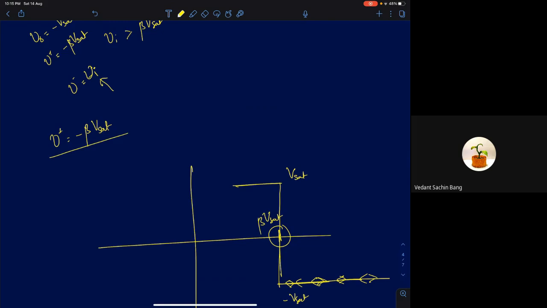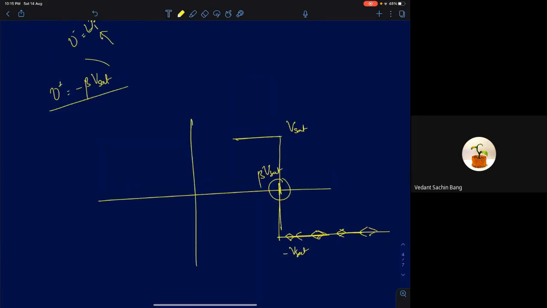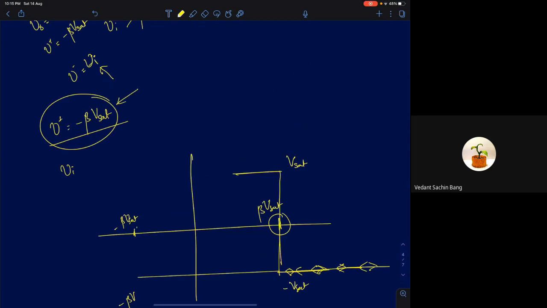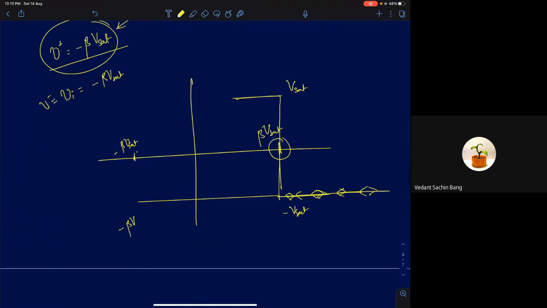The transition will not take place at plus beta Vsat because now your V plus is at minus beta Vsat, and your input signal is reducing further. Now it comes back all the way to minus beta Vsat. At this point, your V plus is staying at minus beta Vsat, but V minus is now going lower than minus beta Vsat. So V minus is now, for the first time, going lower than the V plus. So V plus is at minus beta Vsat, Vi is going less than minus beta Vsat. So at this point, the transition will take place.